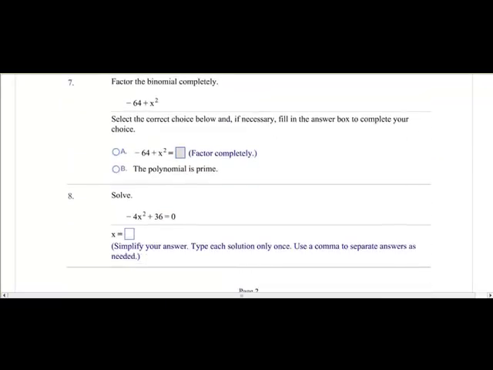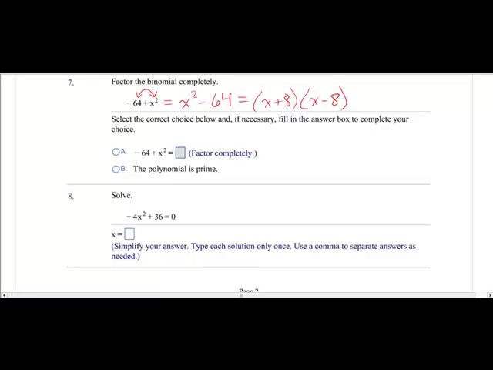Number 7, factor the binomial completely. The only thing tricky here is that this is written backwards from what you're expected to see. You're used to seeing it the other way, not negative 64 plus x squared. Well, just turn it around then. That's the same as x squared minus 64. It's the exact same thing. And then that's just very quick to factor. It's x plus 8 times x minus 8. And there's your solution. You're done. See, that wasn't so painful.